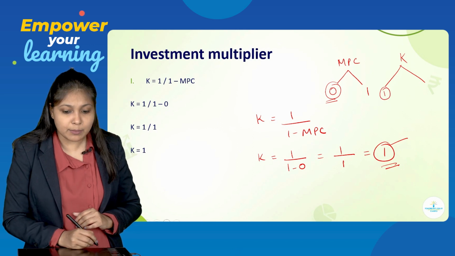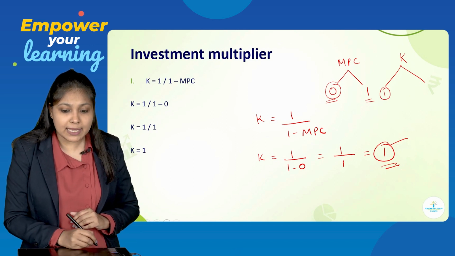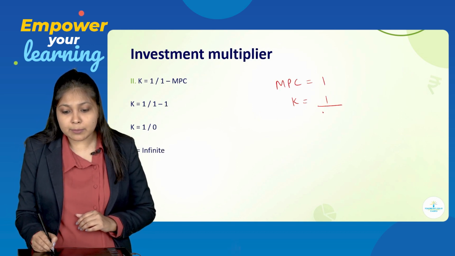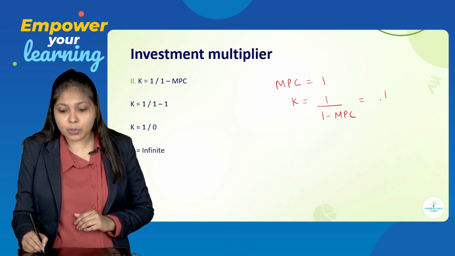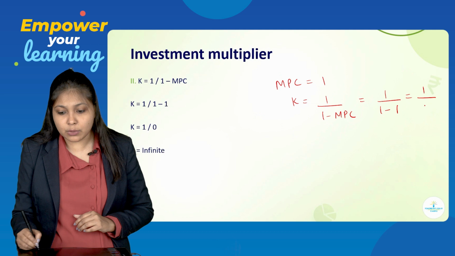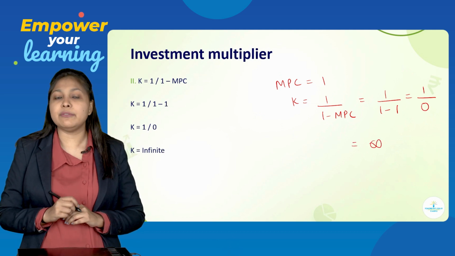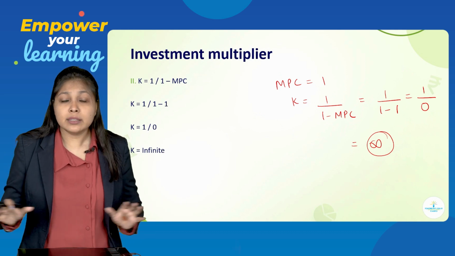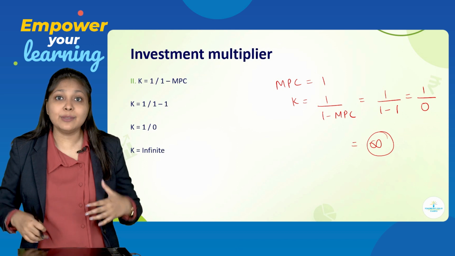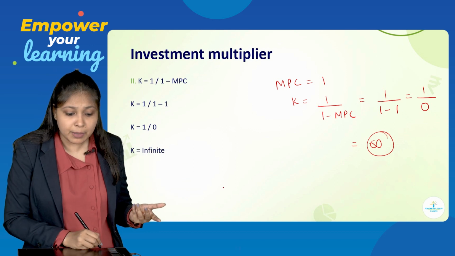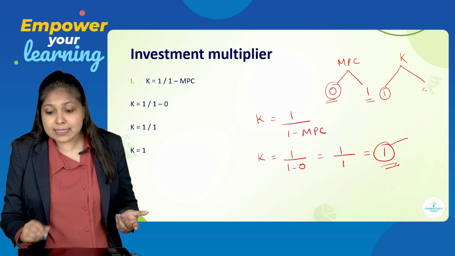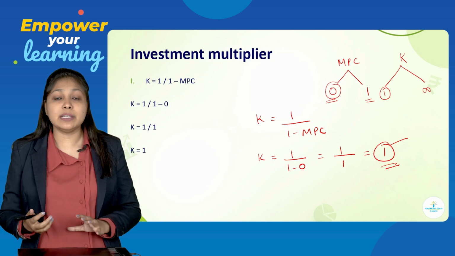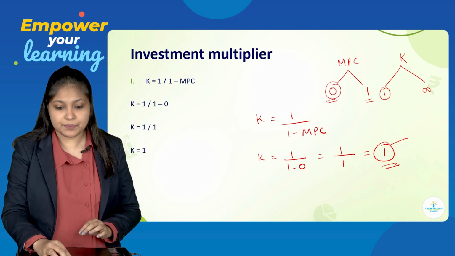Now, let us find out the maximum value. The maximum value of MPC can be 1. So, MPC is equal to 1. K is equal to 1 upon 1 minus MPC. That is 1 upon 1 minus 1, that is 1 upon 0. Anything upon 0 is how much? Infinite. That means the maximum value of K can be infinite. There is no particular value, it can be infinite. So, the minimum value of K can be 1 and the maximum value of K can be infinite. So, these were the important concepts related to the investment multiplier.